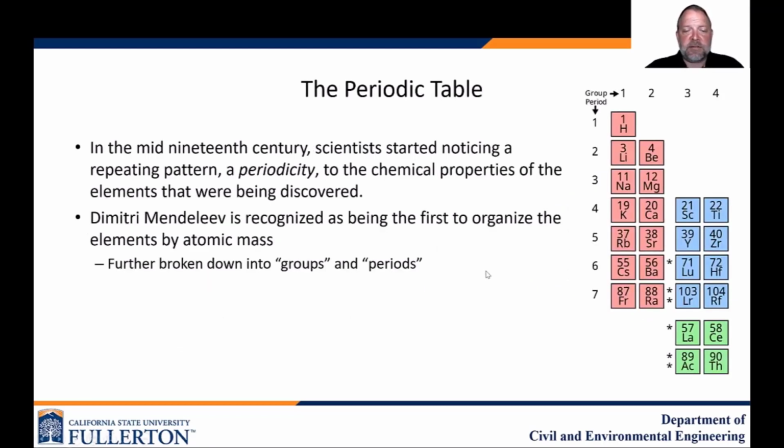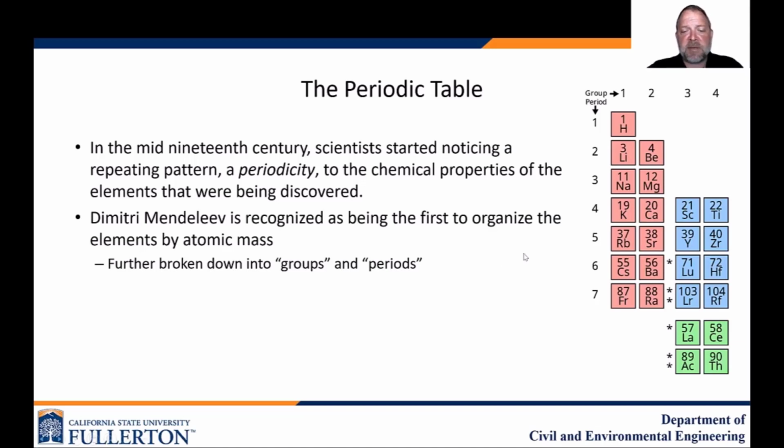So in the mid-19th century, the 1800s, scientists started noticing a repeating pattern, a periodicity to the chemical properties of the elements that were being discovered. And that's what the periodic table means. When they say periodic, they mean that it's repeating. They're seeing these properties that started to repeat. We don't call it that anymore, but there used to be magazines called periodicals, or you could go to the periodical section of the library. All that means is that they tend to come out on a regular cycle.